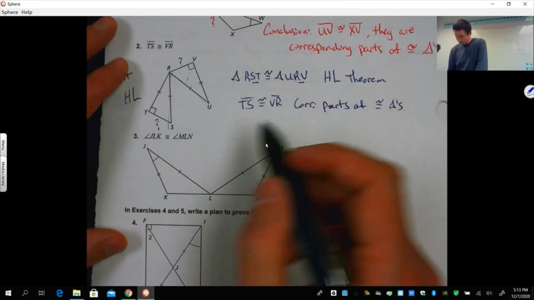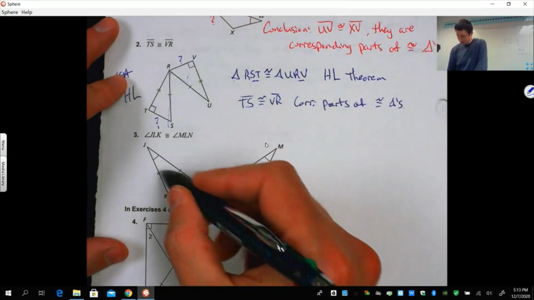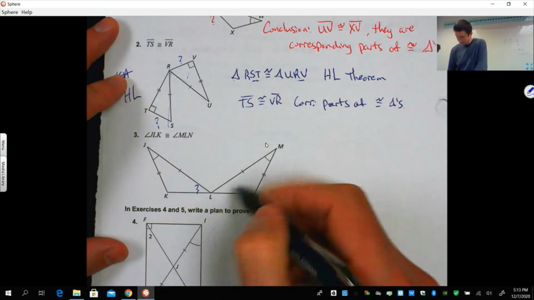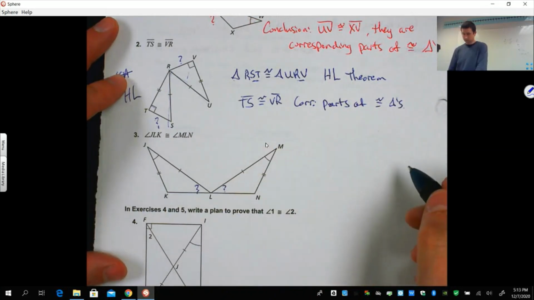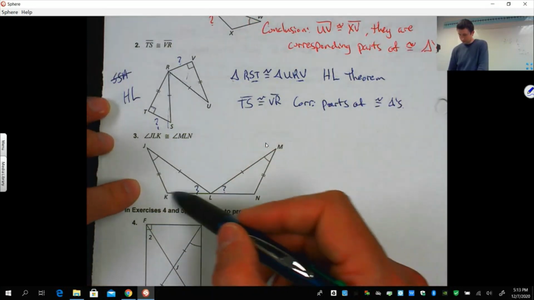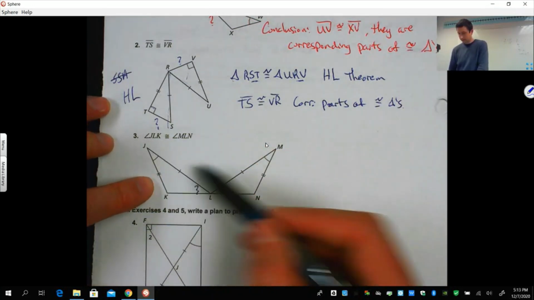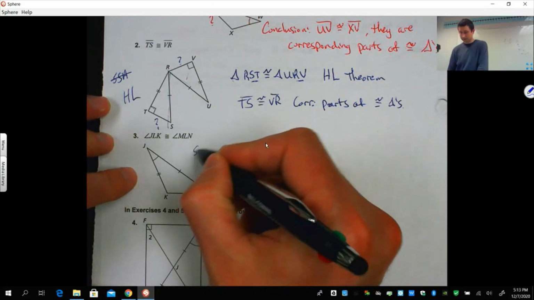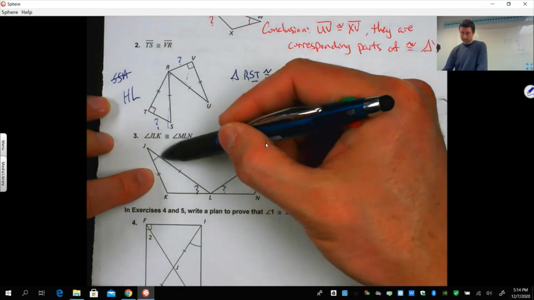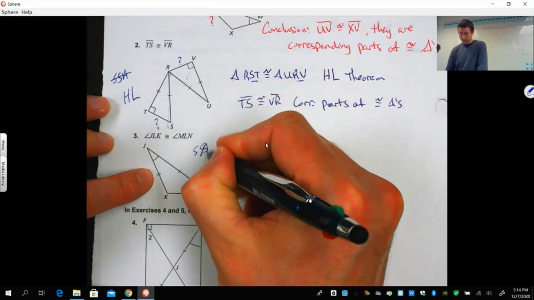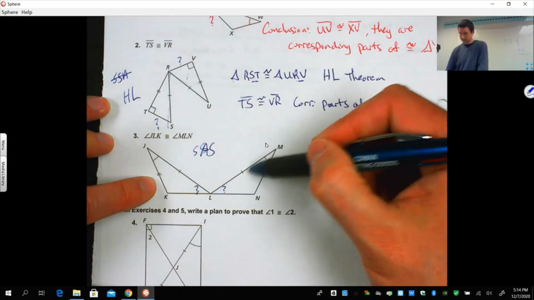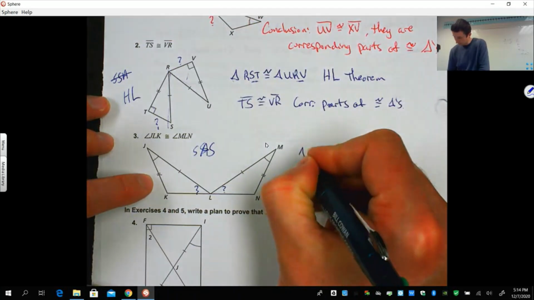Okay, last one, angle JLK. They want to know if this angle JLK and this angle MLN are congruent. Here are our triangles. Which congruence theorem do we have? Looks like we have two sets of sides, so we have a side, and we have an angle. The angle is between the two sides. This angle is being formed by the two sides. That is side, angle, side.